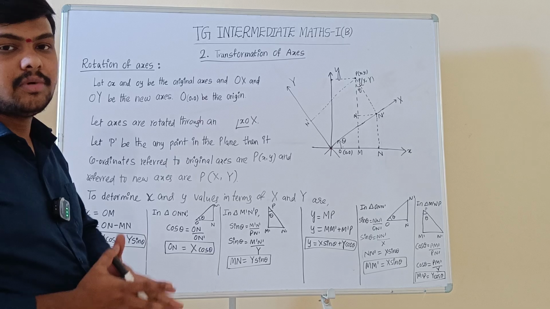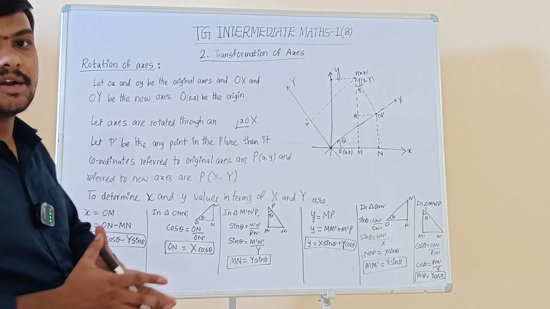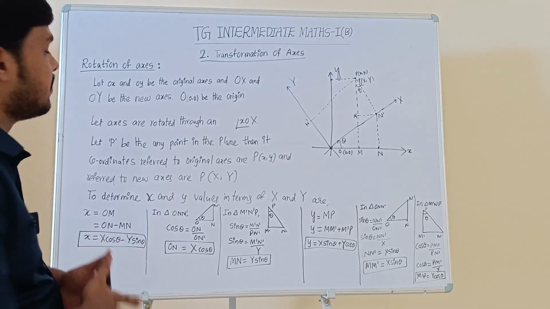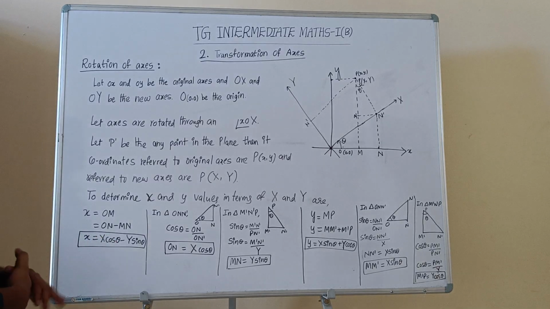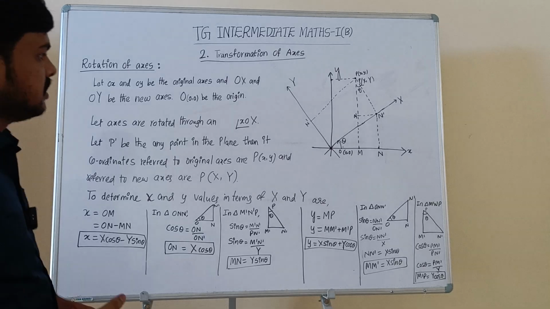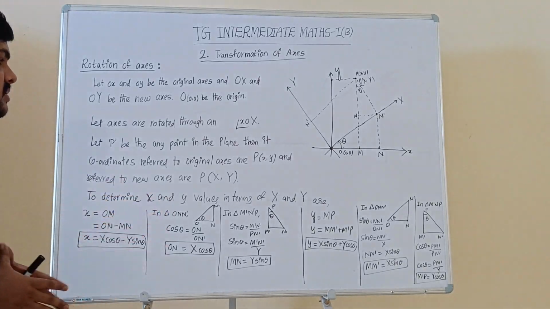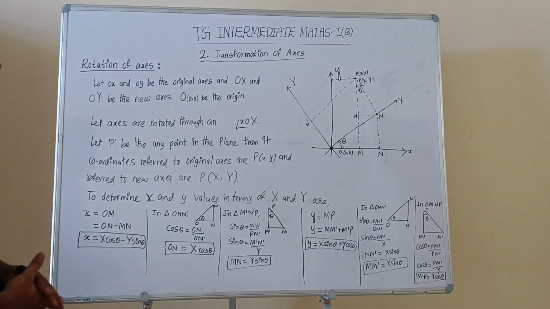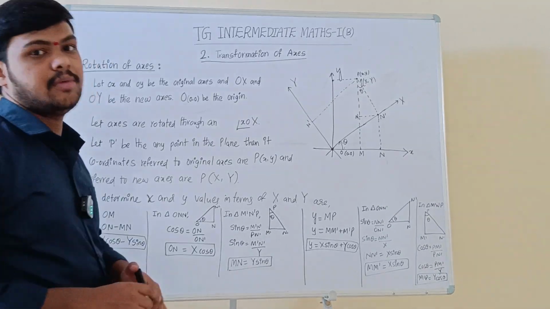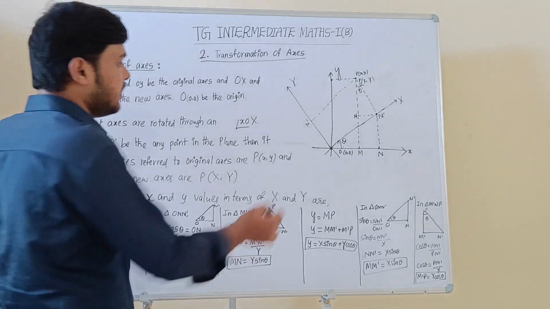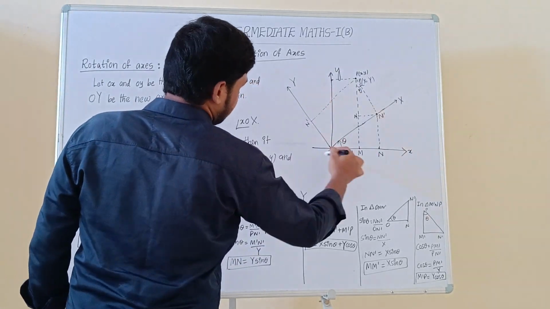Today we are discussing one topic in TG Intermediate Maths 1B, chapter number 2, transformation of axis. In that subtopic, rotation of axis. Rotation of axis is nothing but shifting the axis about the origin through some angle.